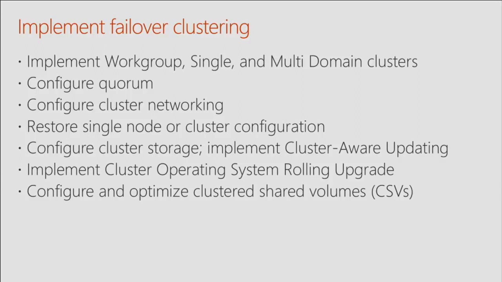rolling upgrades, so you no longer have to build a new cluster, move everything on it, and destroy the old one. You can now add a 2016 node to a 2012 R2 cluster, move some VMs across, add another one, and run a PowerShell command, a simple command, something like Update-ClusterFunctionalLevel, and it becomes a 2016 cluster.